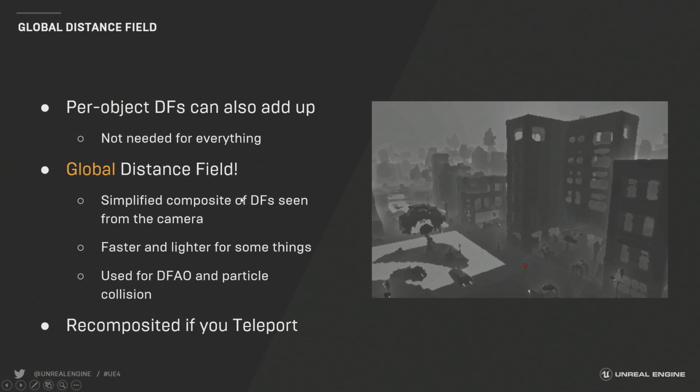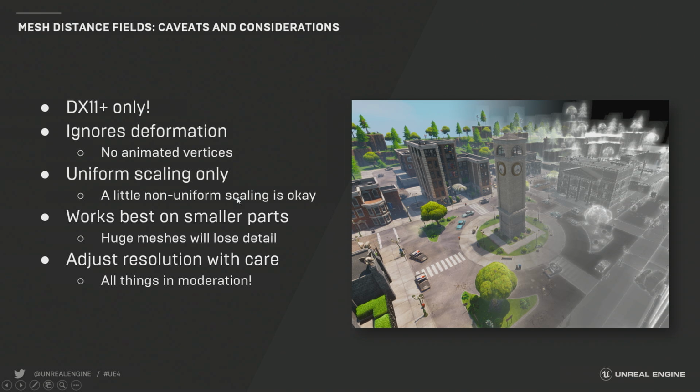Okay, so let's jump to a couple of caveats about distance fields in general. First off, they're for DirectX 11 and up only, so they're not going to be right for every platform out there. Also, as we've already discussed, they ignore deformation. So trees that are moving or any other meshes that have vertex animation, that animation will not show up. Know that going in. Also, distance fields work best if you only scale uniformly. You actually have a little bit of wiggle room here. If you have a tree, you want to make it a little taller in Z, you can do that. Just be careful, because if you go too far, your distance field will stretch out too much and you'll get anomalies in your distance field AO. So we try not to do that.